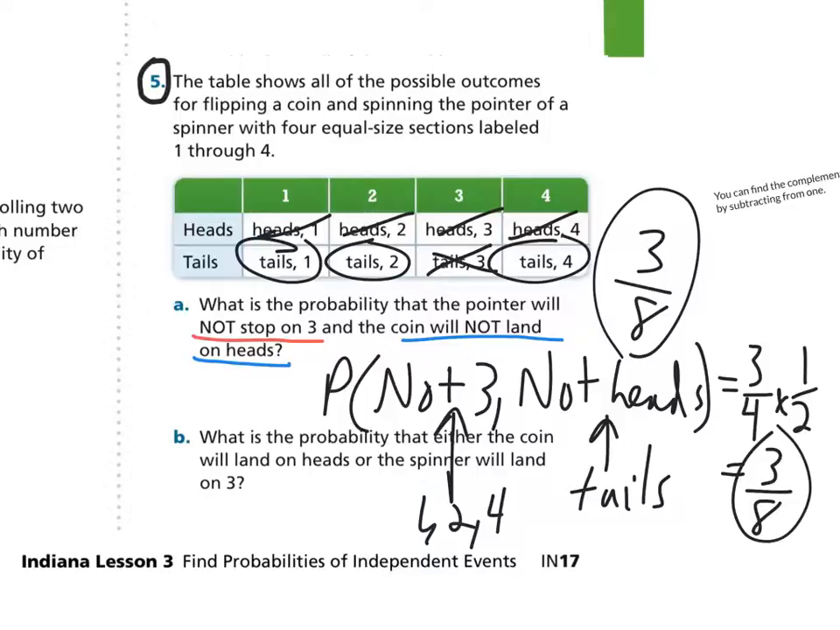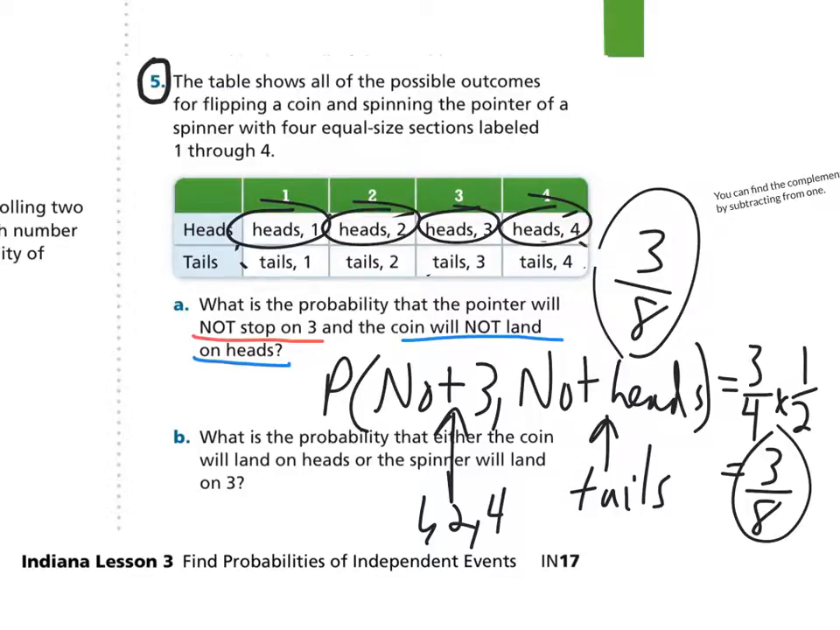Part B, what is the probability that either the coin will land on heads or the spinner will land on a 3? So we don't care which one it is here. If it lands on heads, we're fine with that on this part B, so any of those options would work, or if it lands on a 3. So tails and 3 would work also, and so altogether that's 5 out of 8 options.